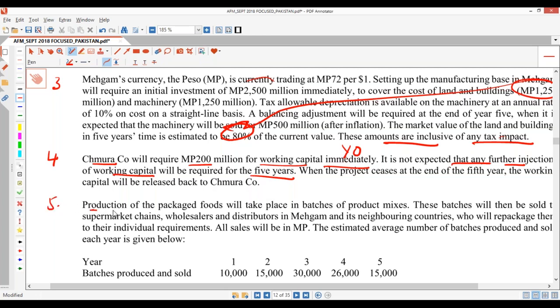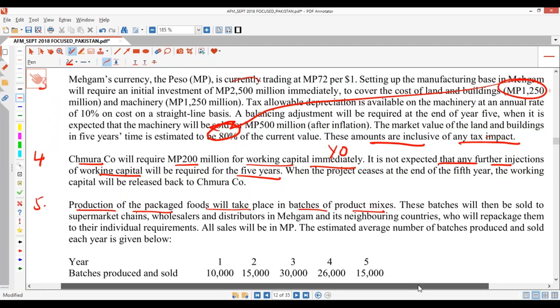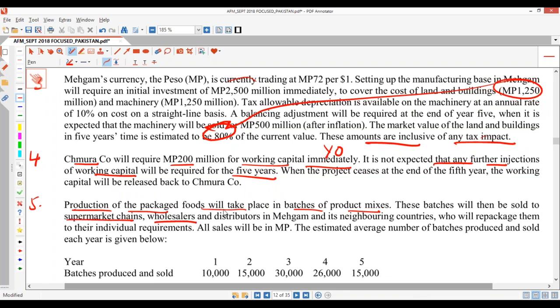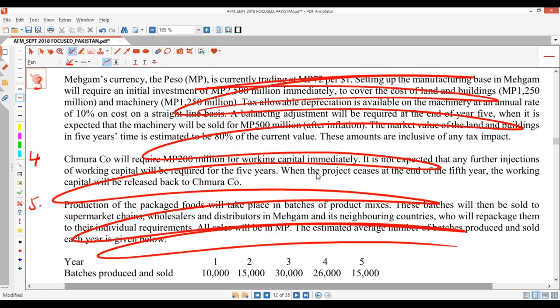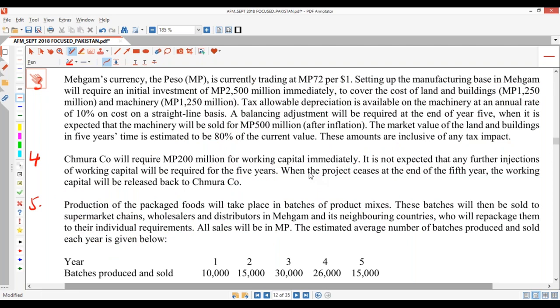Now, paragraph number 5, production and packaged foods will take place in batches and product mix. These batches will then be sold to supermarket chains, wholesalers and distributors in Megam and neighboring countries, and repackaged. All sales will be in Megam peso. Now, rule number 1 is when you go to another country, all cash flows relating to the project must be in project currency. That means everything must be in Megam peso. If it's not in Megam peso, you have to convert that into Megam peso.